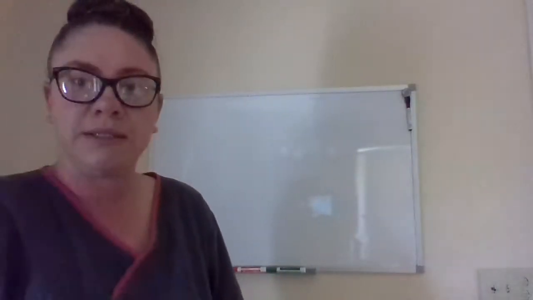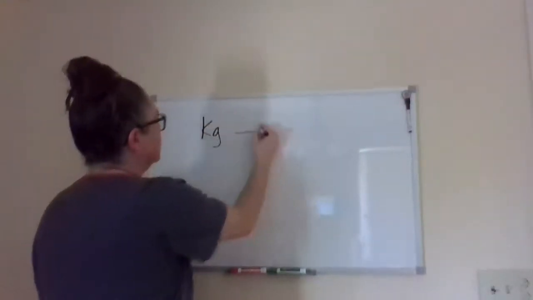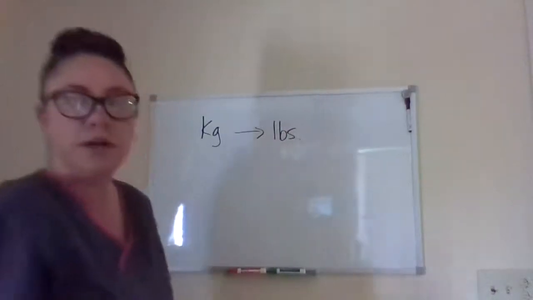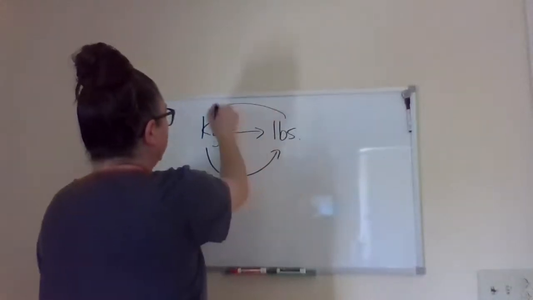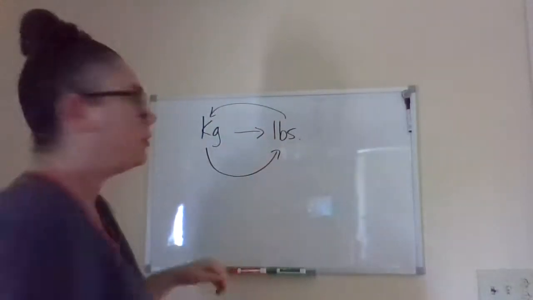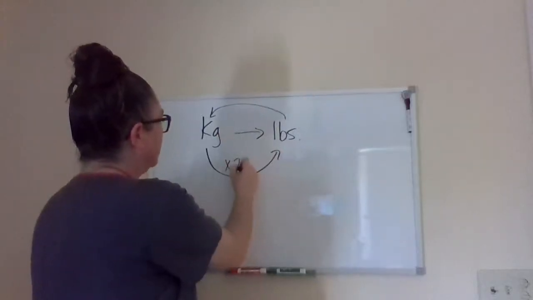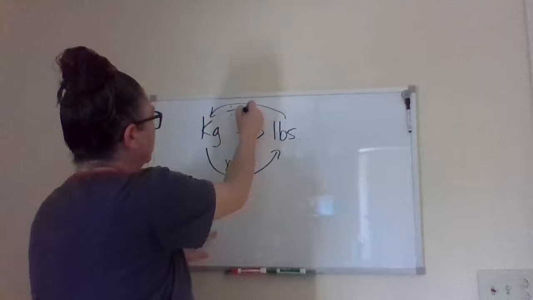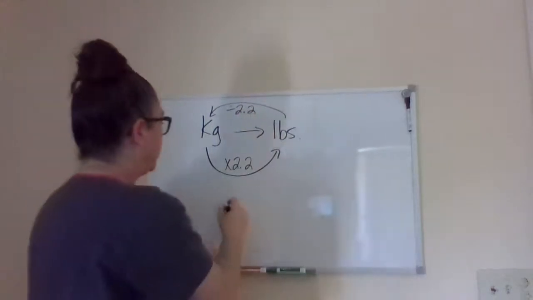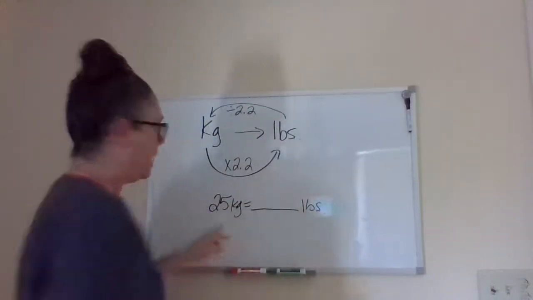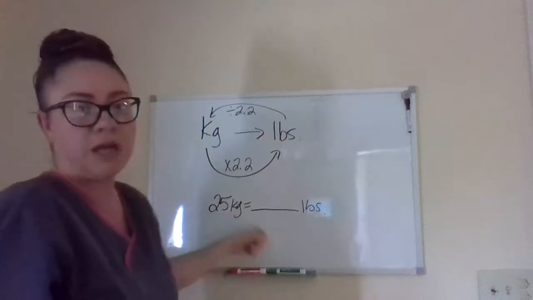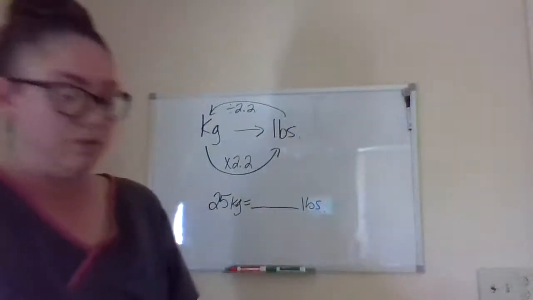Some more important pieces you need to know in the unit conversion process are converting kilograms to pounds or vice versa. If you hear my dog bark, I apologize. When moving from kilograms to pounds, we're going to multiply by 2.2, or divide by 2.2 going the other way. The example here is 25 kilograms equals how many pounds? You're going to take 25 times 2.2, and that will give you your answer in pounds.